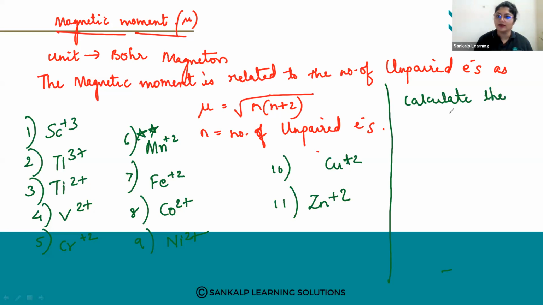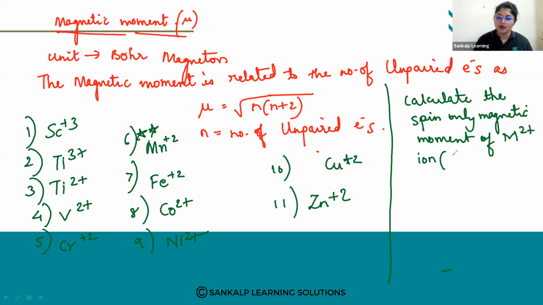Okay, calculate the spin only magnetic moment of M plus 2 ion, whose atomic number is given as 27. So like this is the question.